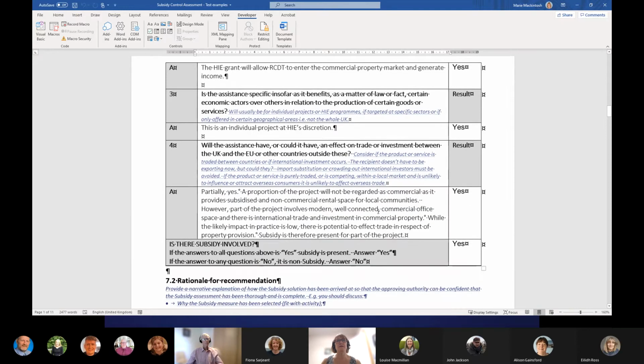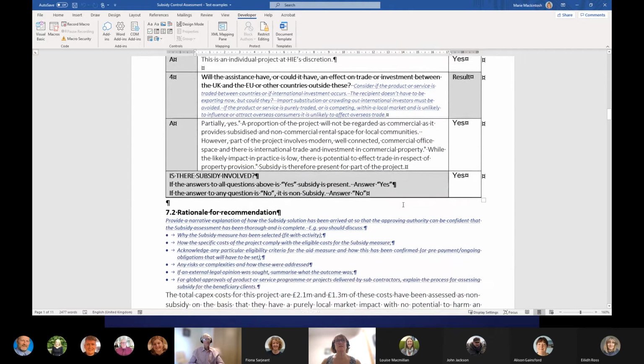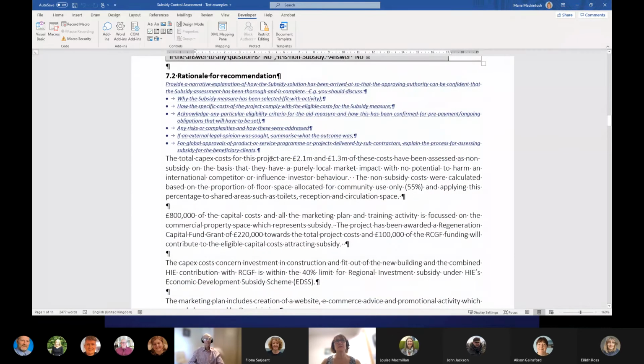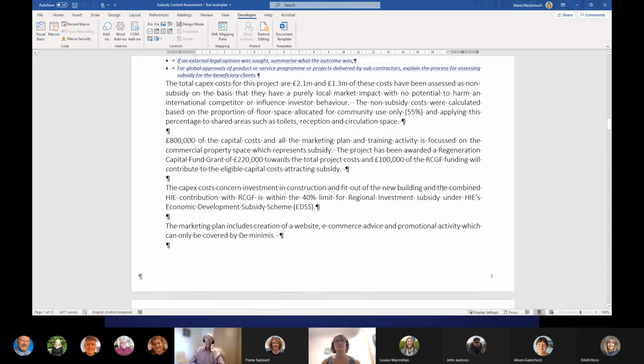And then here, we haven't got a maybe or a partial. So if it's partial, just say yes, but explain in here that there's partial subsidy involved. And then in the rationale at 7.2, this is where you would explain how you have worked out the proportion that's subsidy and non-subsidy in this particular project.